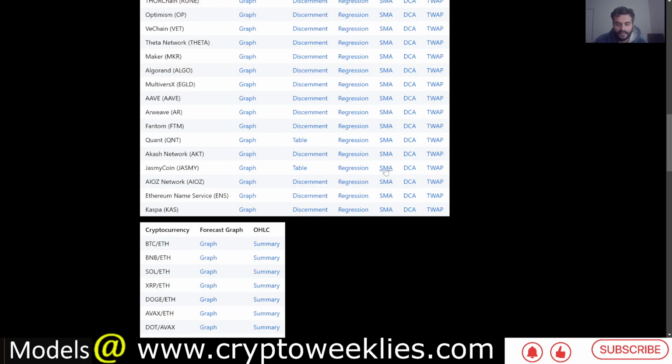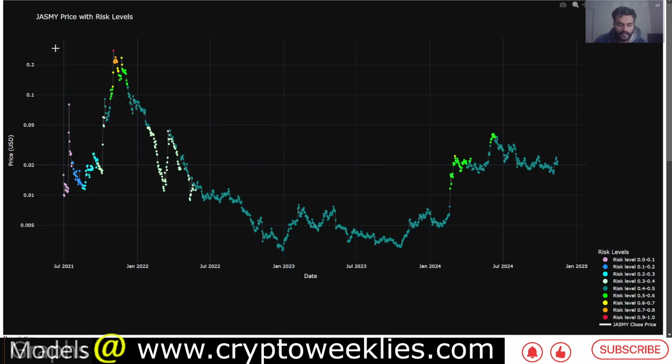Now we can spend some time analyzing the accumulation strategies. This is the SMA model, which checks the price and its relationship with the 20-week simple moving average. Based on that relationship, the color codes are assigned and risks are normalized between 0 and 1. The color codes reflect the risk levels.